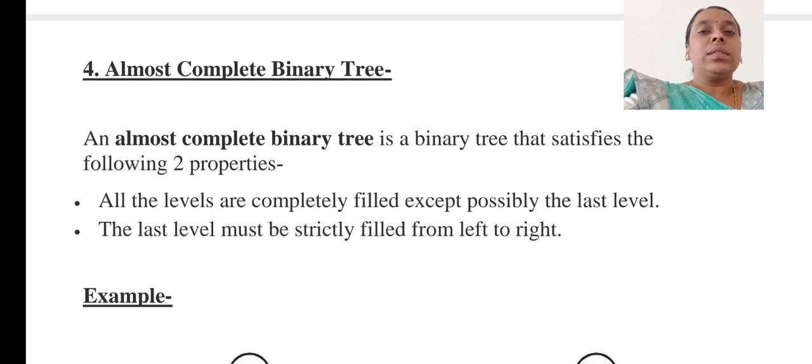The next one, almost complete binary tree. An almost complete binary tree satisfies the following properties. All the levels are completely filled except possibly the last level. The last level must be strictly filled from left to right, not right to left.